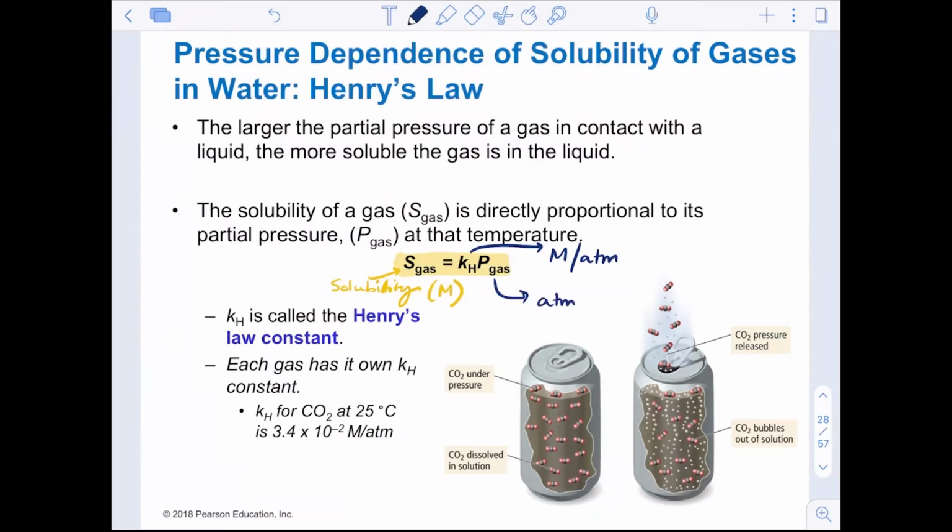So there's our beautiful particulate diagram. Next time you go to a party, show this. That gets everybody super excited about chemistry in real life.